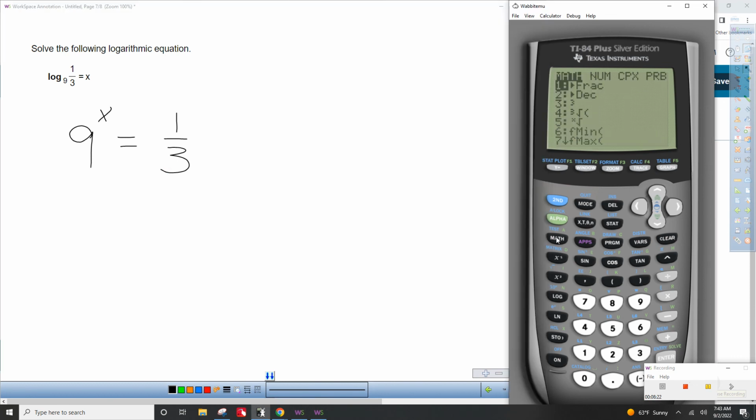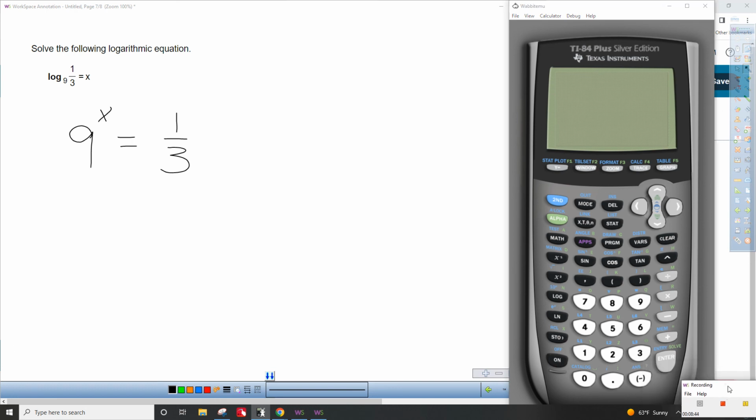So hit math, and then under math, go up. I go up because it's quicker. What? Math, log base, enter. Why is that happening? Let's turn this off and start over. Uh-oh, struggling here. Let's pause the video.